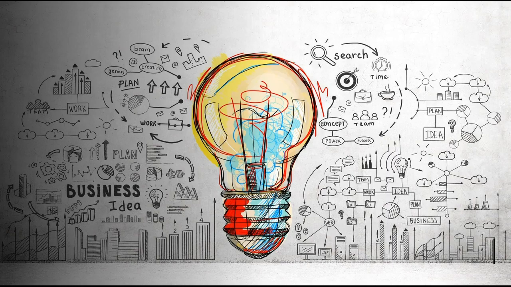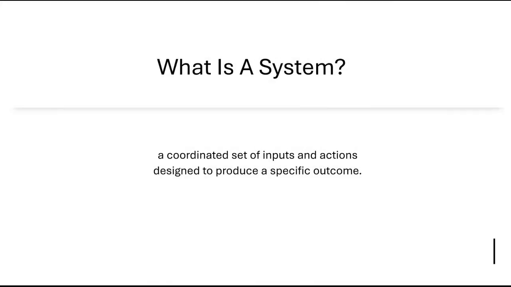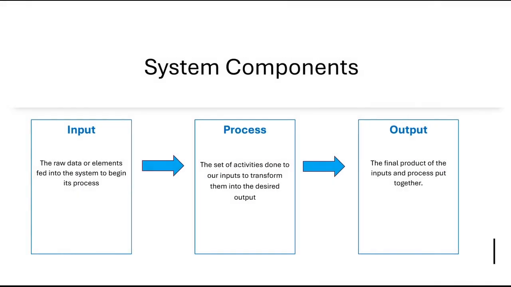And that pretty much is it. That's systems theory in a nutshell. Let's go ahead and do a quick recap. So first, a system is simply a coordinated set of inputs and actions designed to produce a specific outcome. So that is the definition of a system. Always remember that. And lastly, a system is comprised of three parts: inputs, process, and outputs.